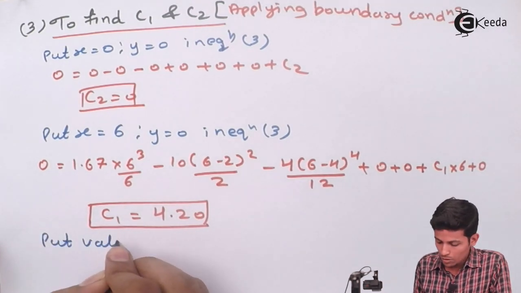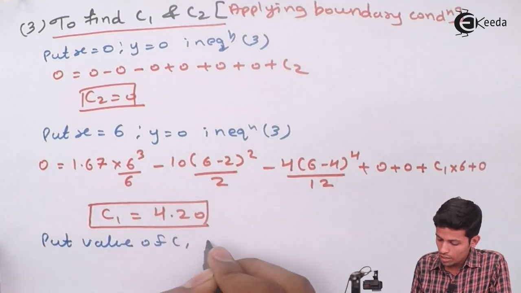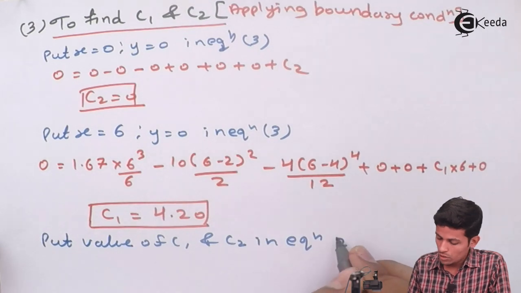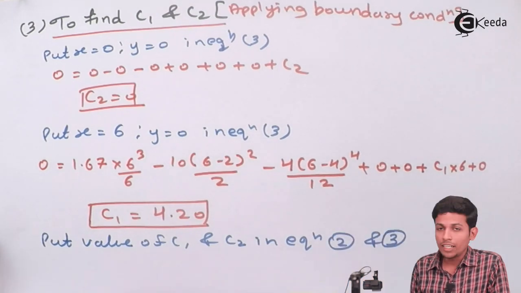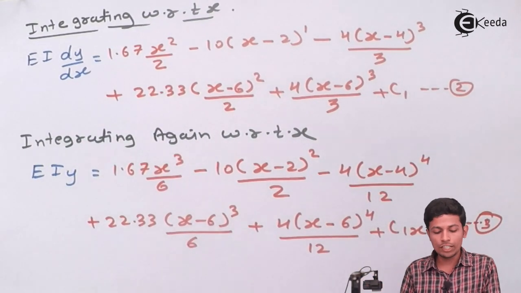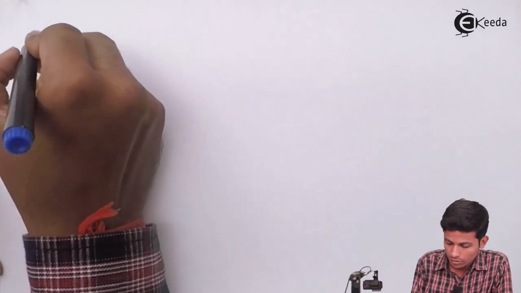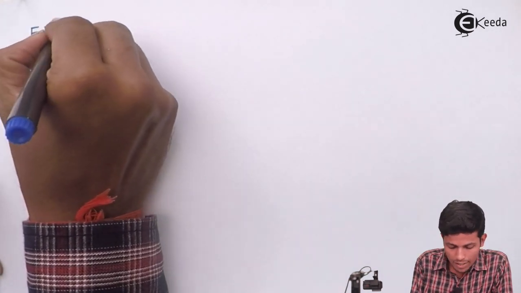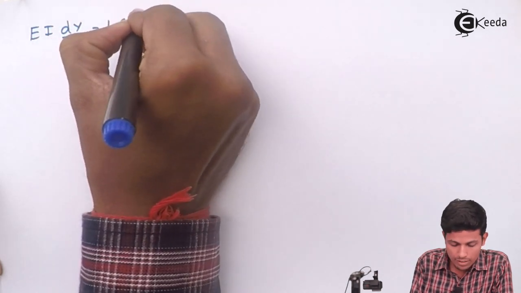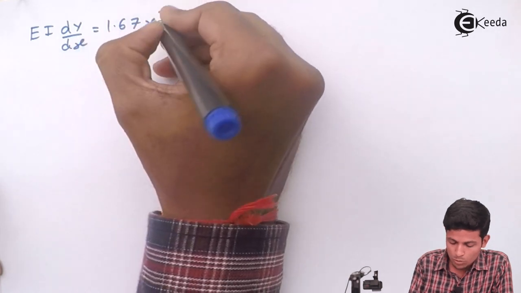Now put the value of c1 and c2 in equations 2 and 3. This is your equation 2, put the value of c1. This is your equation 3, put the value of c1 and c2 both. So it will come EI dy by dx is equal to 1.67 into x square by 2.